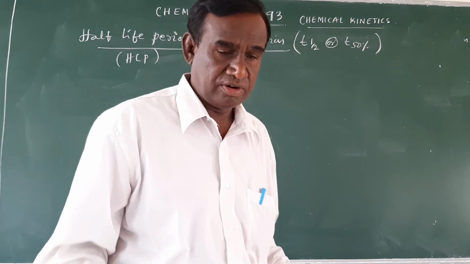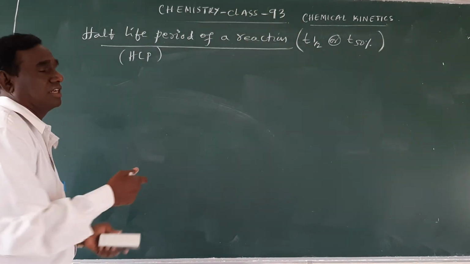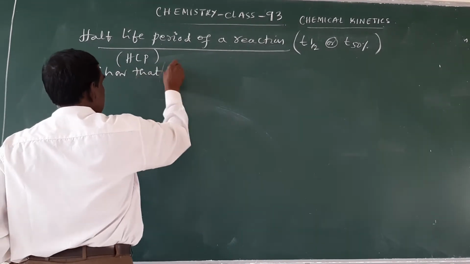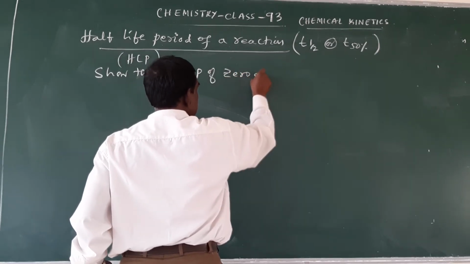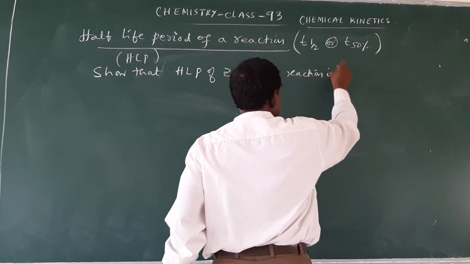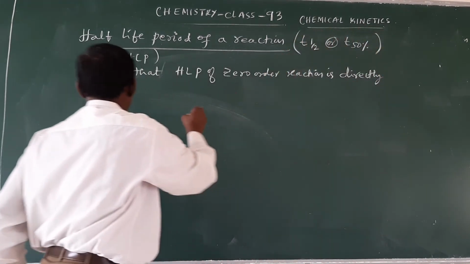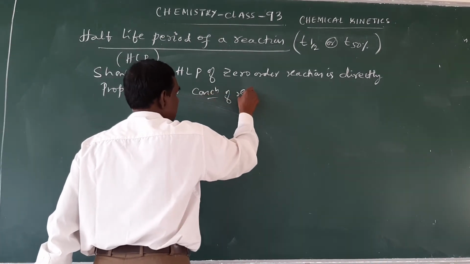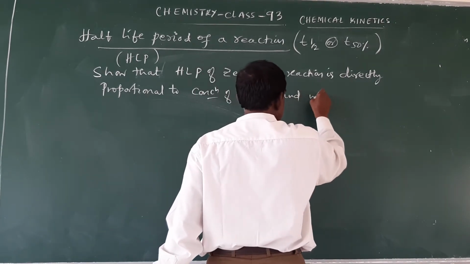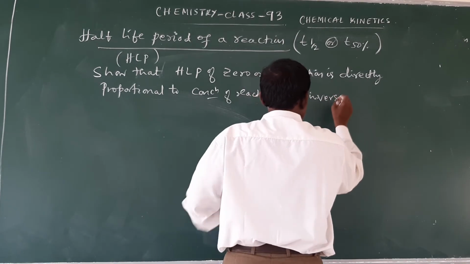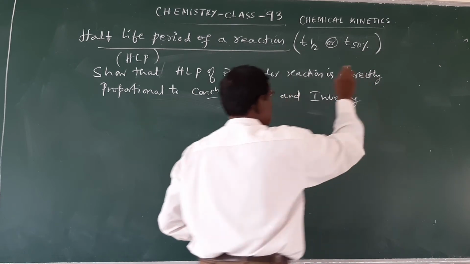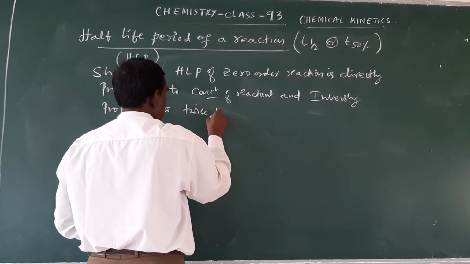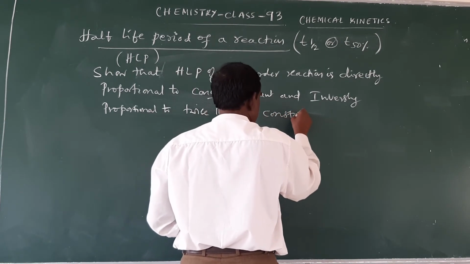So here, for the half-life of a zero order reaction, we have to show that the half-life period of a zero order reaction is directly proportional to the concentration of the reactant and inversely proportional to twice the rate constant.